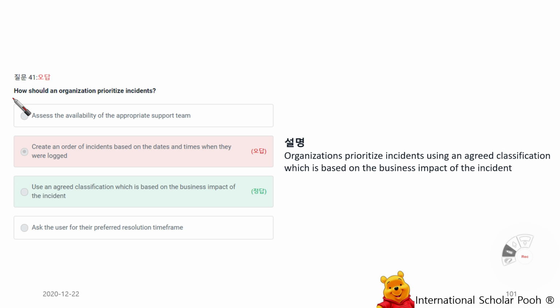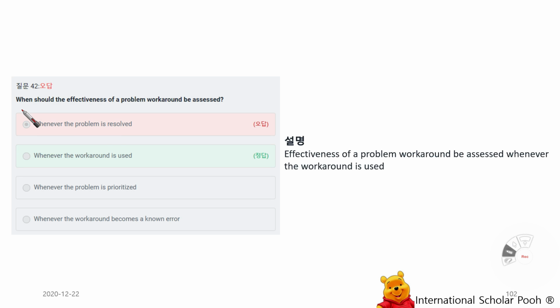How should an organization prioritize incidents? Use an agreed classification which is based on the business impact of the incident. Organizations prioritize incidents using an agreed classification which is based on the business impact of the incident. When should the effectiveness of a problem workaround be assessed? Whenever the workaround is used. The effectiveness of a problem workaround should be assessed whenever the workaround is used.